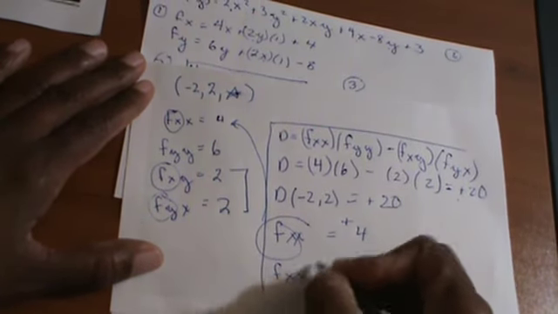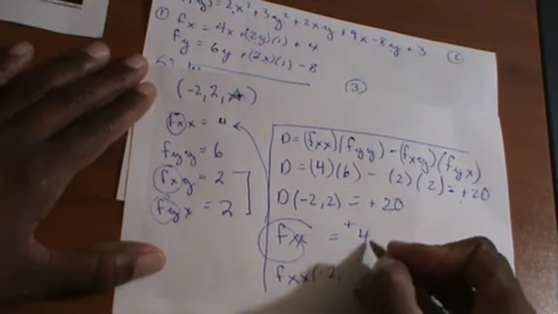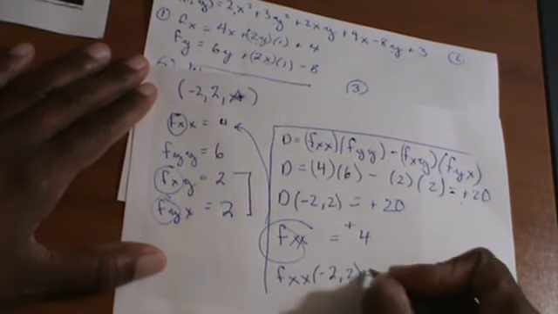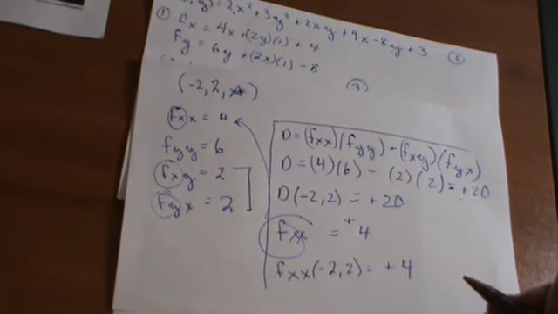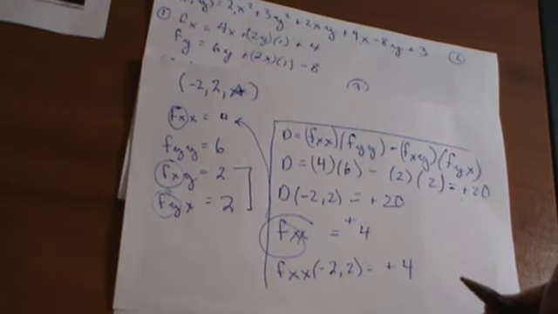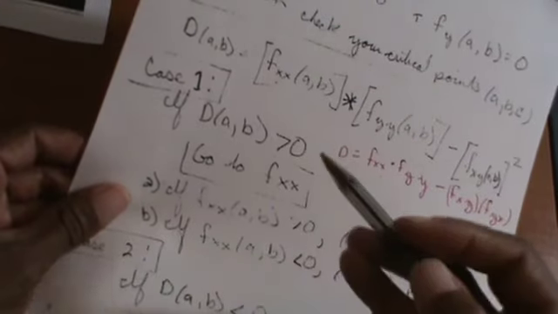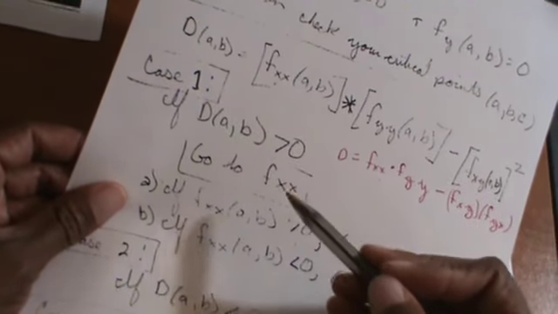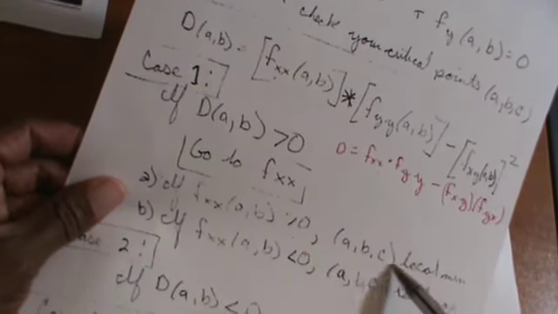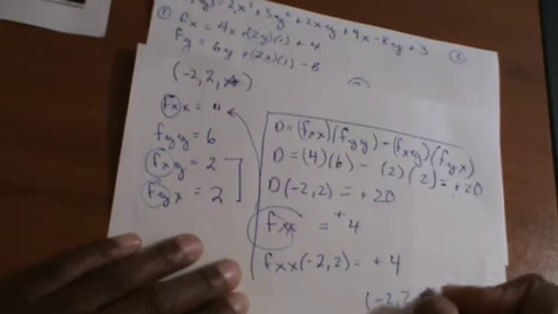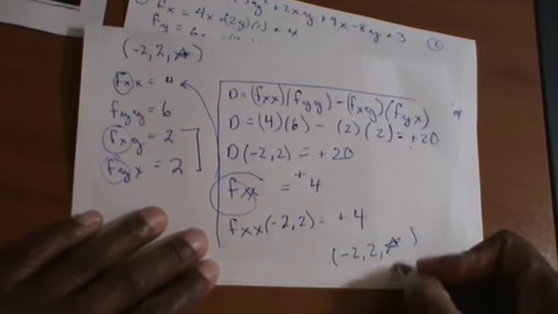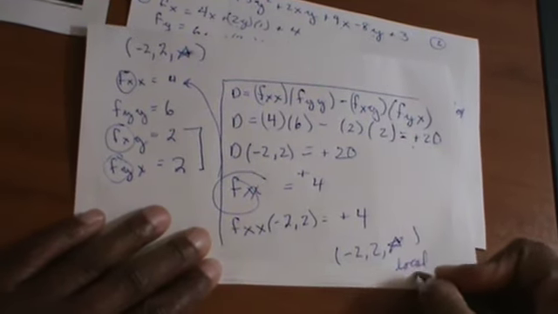And for fxx, if you try to plug your point in, there's no x or no y in here. I'm going to give you an example where you will have to make a substitution. But that too is positive 4, so you get the exact same conclusion we had before. Look here, please. If D comes up positive and fxx also comes up positive, then you're looking at a local minimum. So this point, (-2, 2), and then your z term, this is a local min.